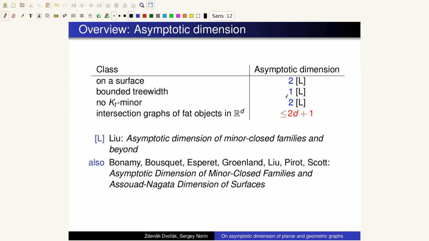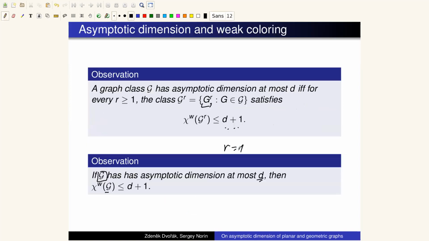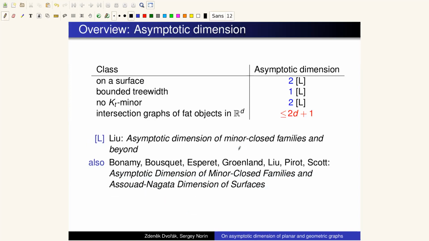And our proof here, I've mentioned this result on the weak diameter coloring of intersection graphs of fat objects. We actually carried it out also in this asymptotic dimension setting. So let me speak a bit about these results that we got.